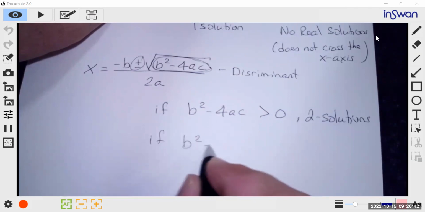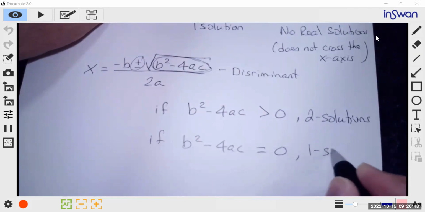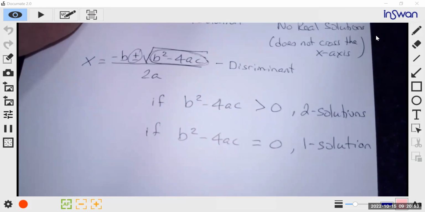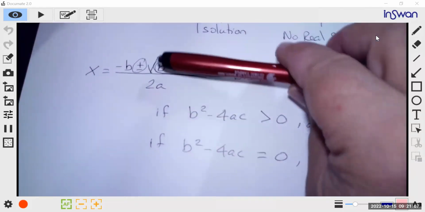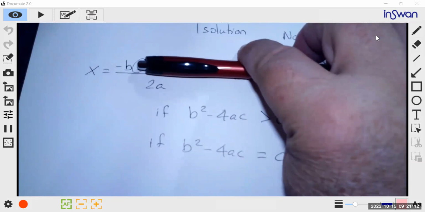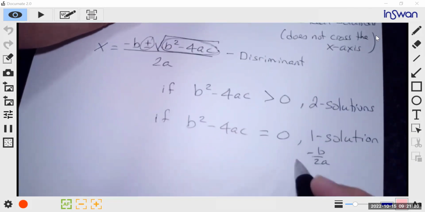If b squared minus 4ac is equal to 0, then we're only going to have one solution. We're only going to have one x-intercept. Look at it. If that is equal to 0, what do we have left? Negative b over 2a, only one number. That's the one solution you're going to have.